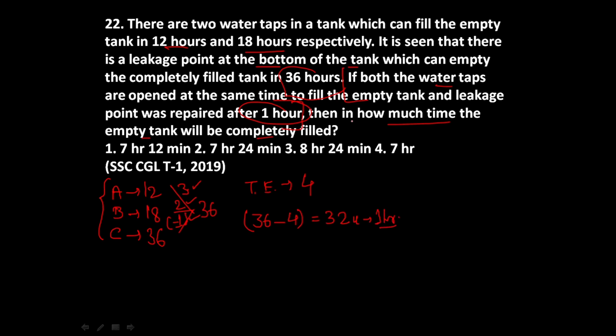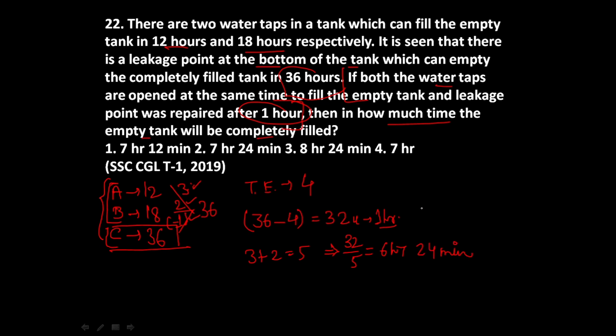Okay. So then it said, in how much time will the empty tank be completely filled? In the next case there are only A and B, no C, because this C was repaired. So C is now valueless. So the total efficiency is now 3 plus 2, 5, right? So total time will be 32 upon 5, it's 6 hours and 24 minutes.